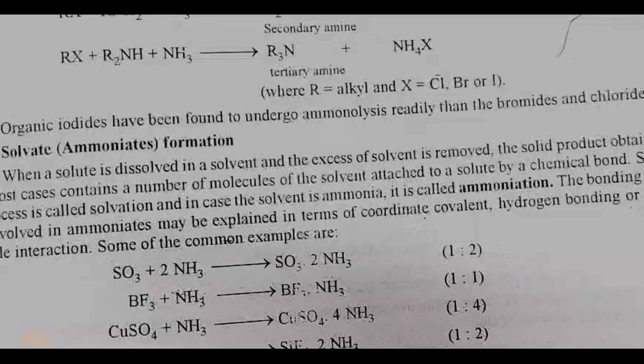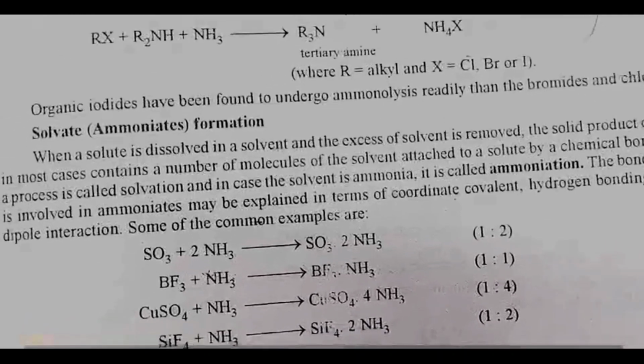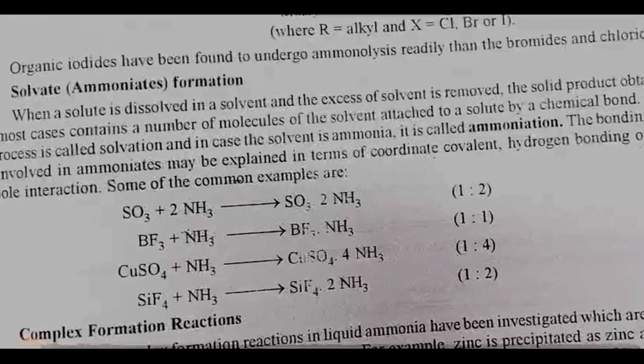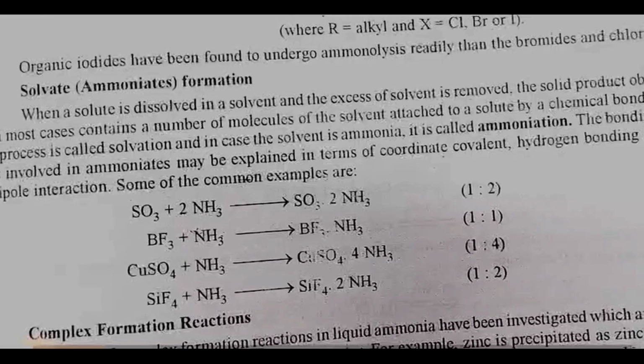Solvate or ammoniate formation. When a solid is dissolved in a solvent and the excess of solvent is removed, the solid product obtained in most cases contains a number of molecules of the solvent attached to the solute by a chemical bond. Such a process is called solvation, and in case the solvent is ammonia, it is called ammoniation.